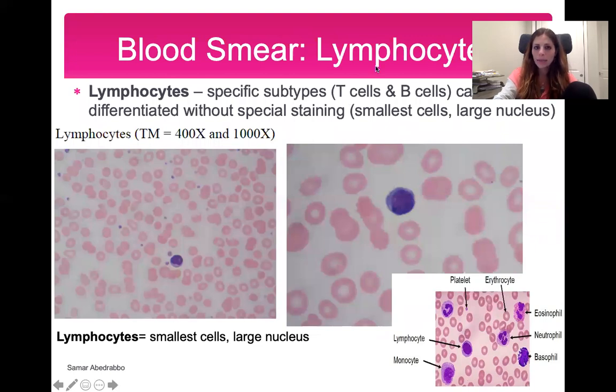Lymphocytes are the second most frequent cell, and our staining isn't enough to differentiate T cells and B cells, so we're just going to lump them as lymphocytes. This is what lymphocytes look like at 400 times magnification. This is 1,000 times magnification. They're the smallest cells with the largest nucleus. So when you look at a blood sample, they're very small cells and the nucleus is very large.